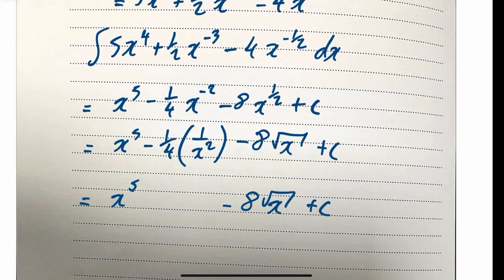So here, what you want to do is just multiply along the top. 1 times 1 is just 1. And then multiply along the bottom. 4 times the x squared is 4x squared. And that is it. That's as nice as we can make it.